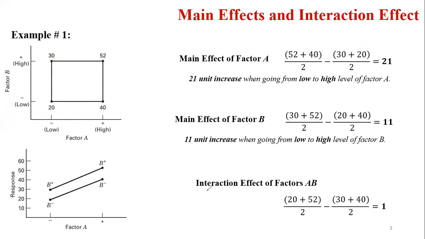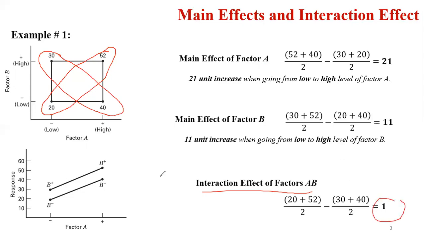Okay, next we are moving towards the interaction effect. So what does that mean? How can we calculate the interaction effect? First, we will calculate the values diagonally. We will calculate the average diagonally from left to right, and then the other diagonal. So that is 20 plus 52 divided by 2, minus 30 plus 40 divided by 2, and we are getting the value of 1. So what does that mean?